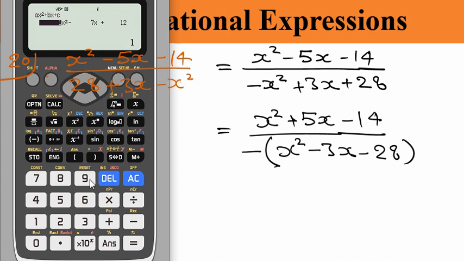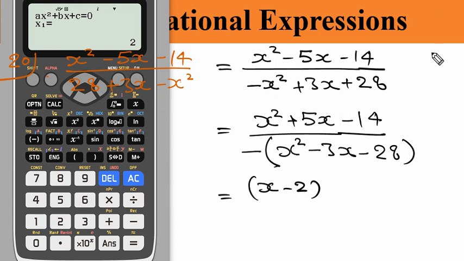Okay, now numerator, a is 1, b is 5, c is -14, and my solutions are x minus 2, and the next one is x minus 7, so that will give me plus 7. I have taken that negative sign outside, so I'm writing negative sign here now to make it look proper.